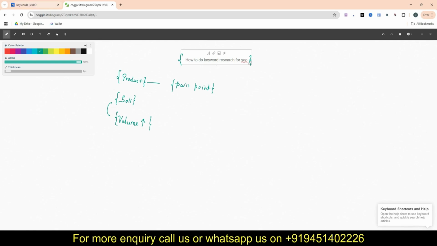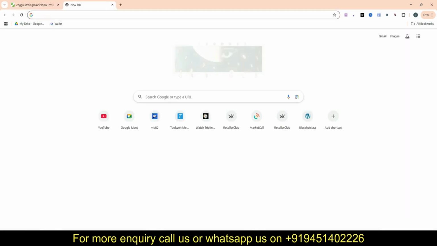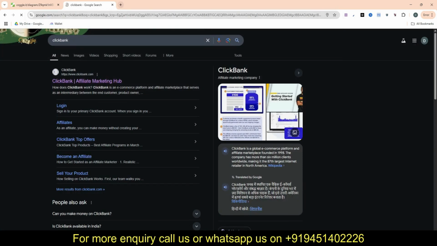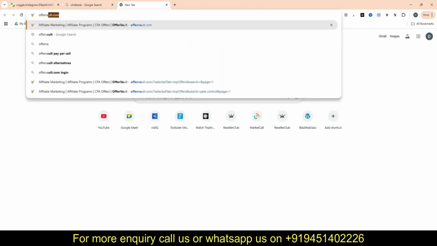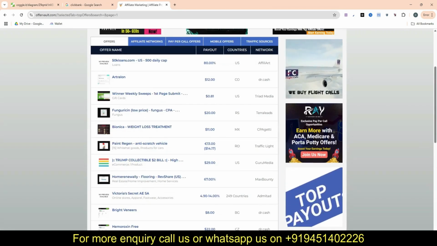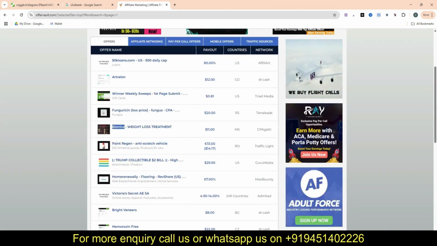Now here we come to keyword research. And for keyword research, first of all, we need a product. Now for the product, what we do is we use ClickBank and we also use OfferVault. Now look, I tend to focus a bit on PPC marketing, so I use OfferVault a lot. Now I said that there's a product, any product named Bianca.